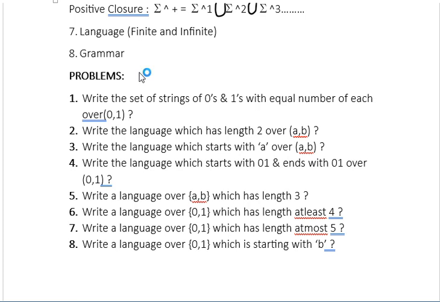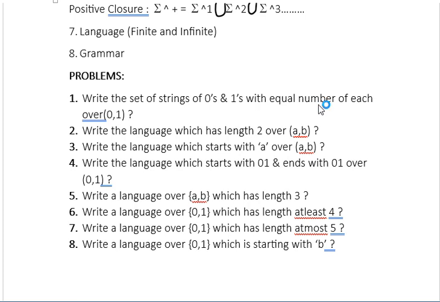So what is the first question? Write the set of strings. So what are strings? Strings are nothing but a sequence of symbols. We all know zeros and ones, with an equal number of each, over 0 and 1. Means what? What is the question? First understand the question. So by using the inputs 0 and 1, we have to form some sequence of strings.